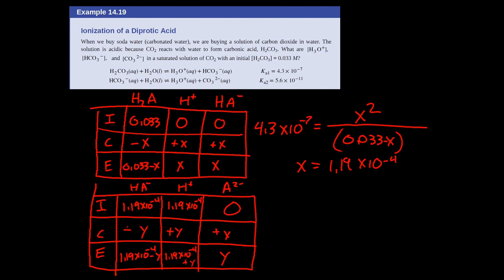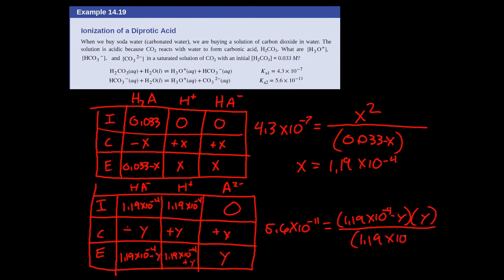So we're going to have 1.19 times 10 to the -4. I guess I could write it out so you could see what I'm doing. So I'm doing this: 5.6 times 10 to the -11 is equal to that divided by 1.19 times 10 to the negative 4. Oops, that should have been plus here. Sorry. Plus y up there, minus y down here. Okay.